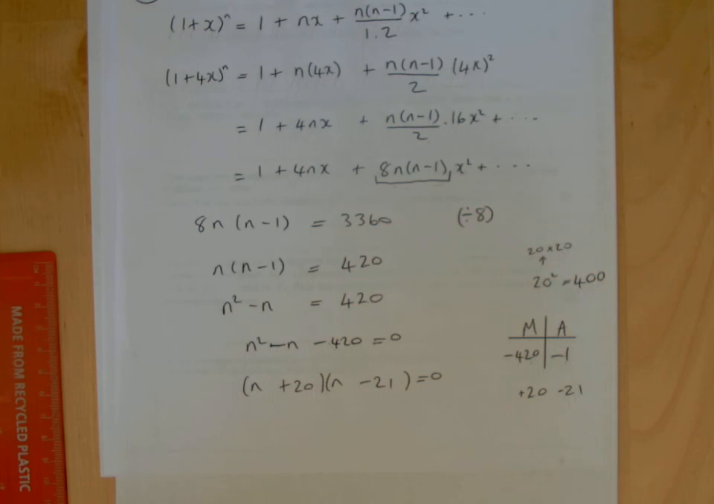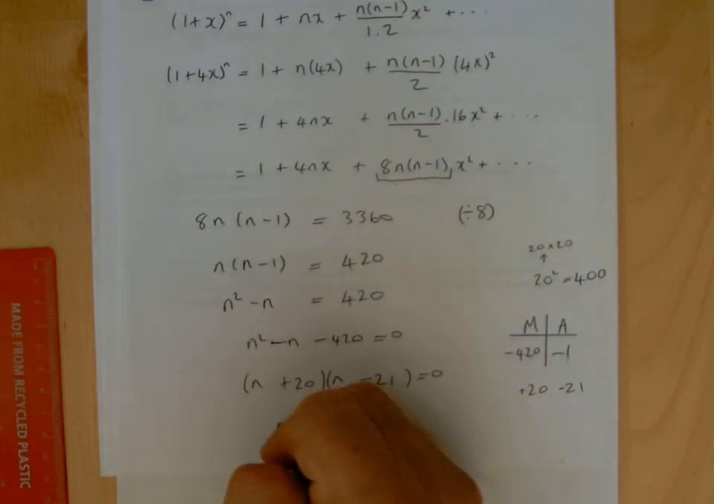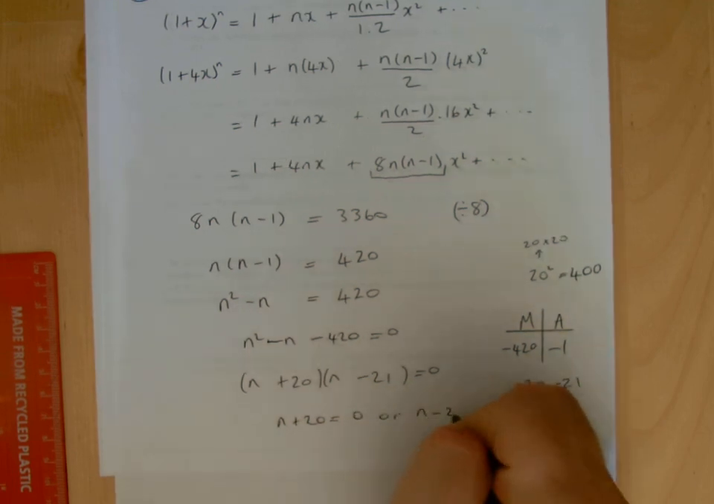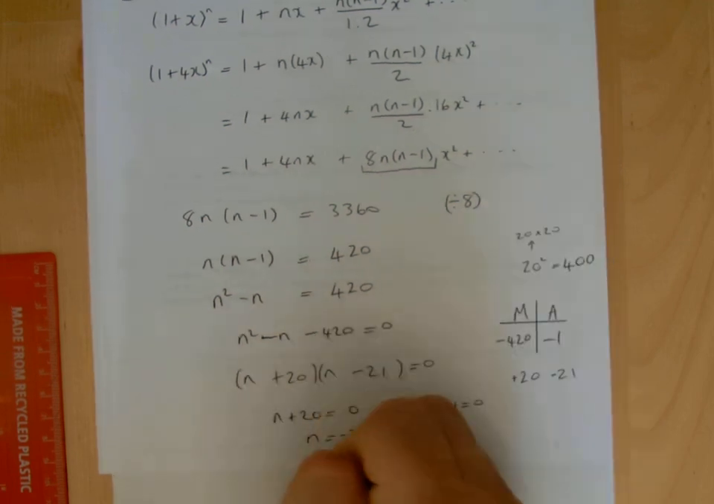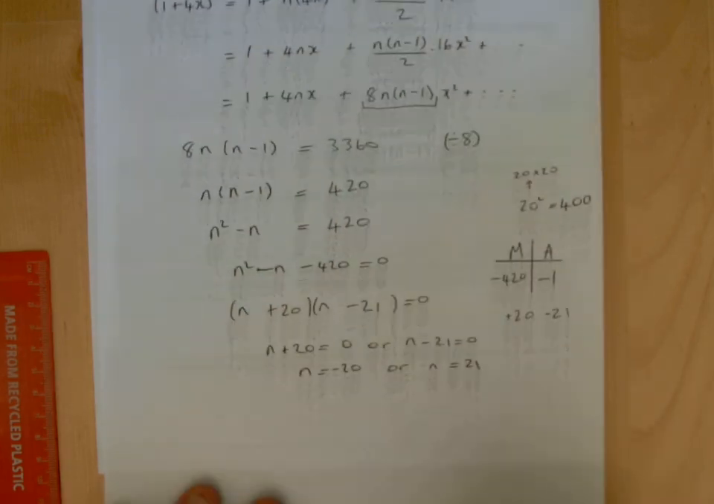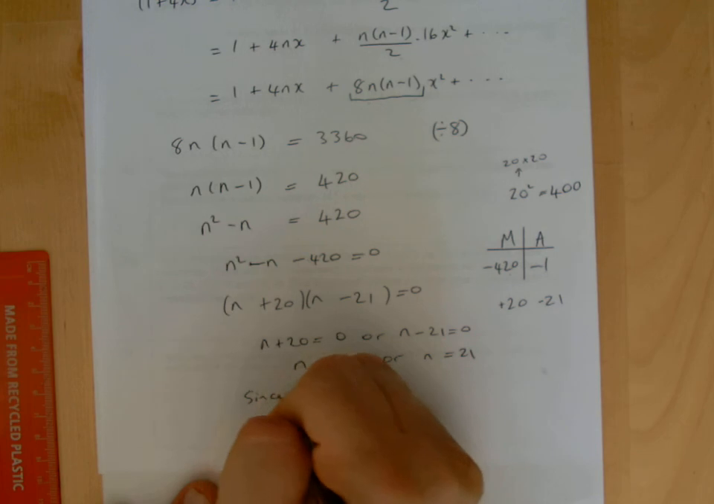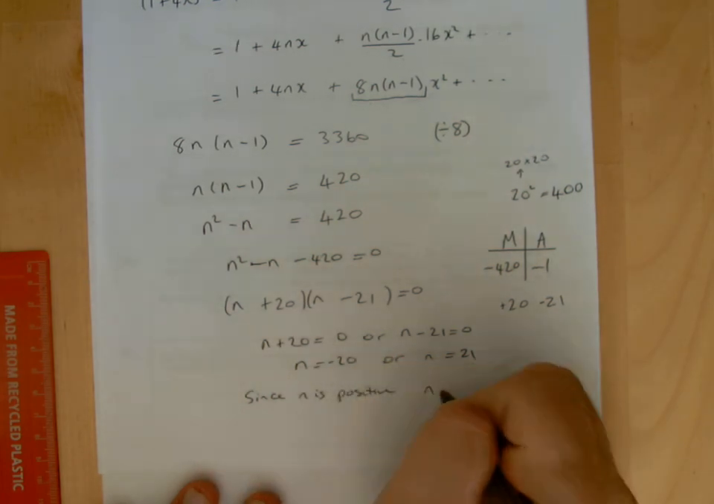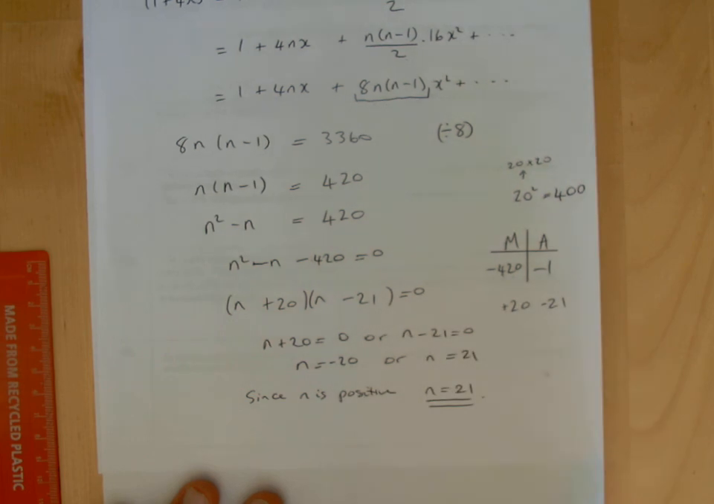That will work when you multiply out. So you've got either n plus 20 equals 0 or n minus 21 equals 0. So n will equal minus 20 or n will equal 21. And remember it said n is positive. So since n is positive, n has got to equal 21.